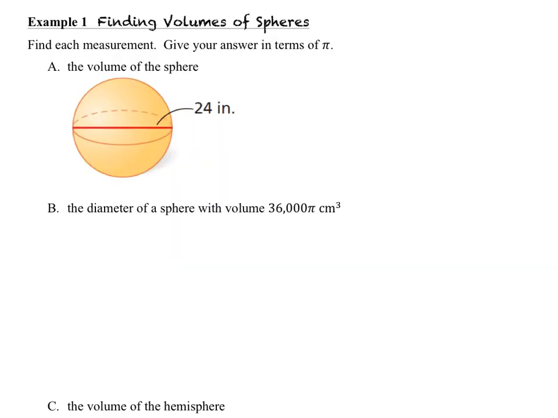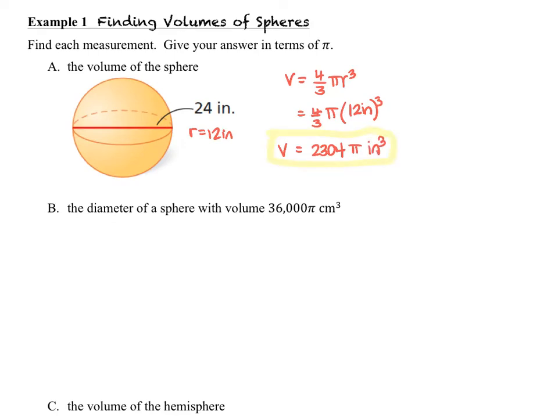Example number 1, finding volumes of spheres. Find the measurement, give your answer in terms of pi. Part A, the volume of the sphere. We can see that the diameter is 24 inches, and that means that the radius is 12 inches. Our formula for the volume of a sphere is 4/3 pi r cubed. So we are going to leave our answer in terms of pi. We plug in the r, and we find that the volume is going to be 2,304 pi cubic inches.